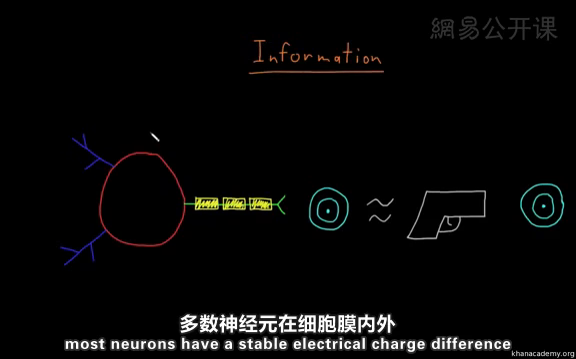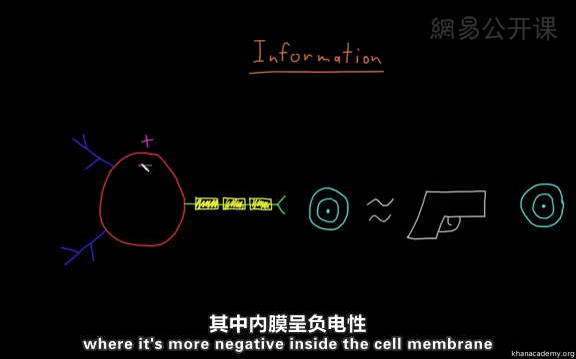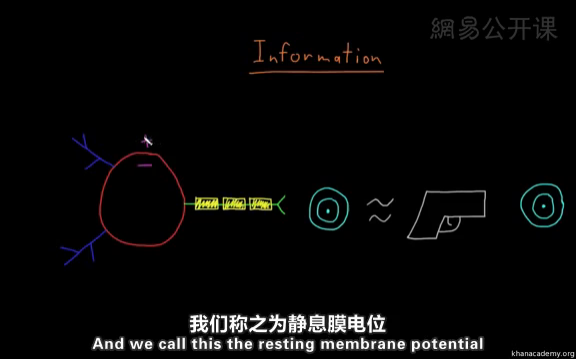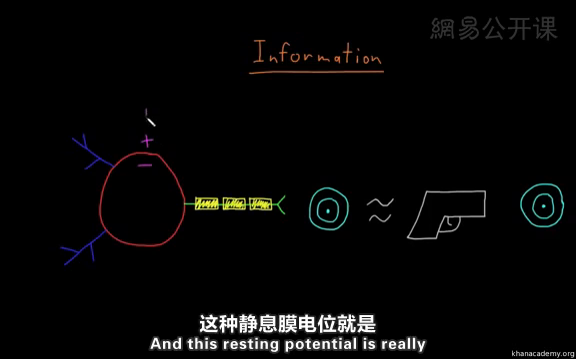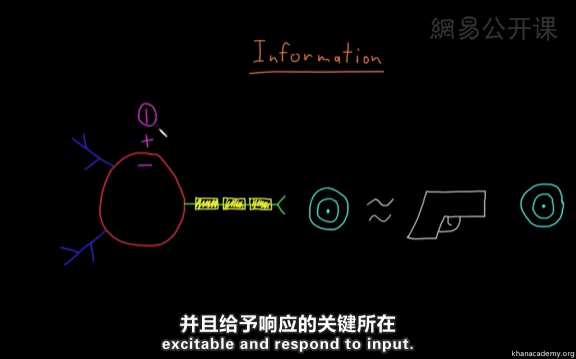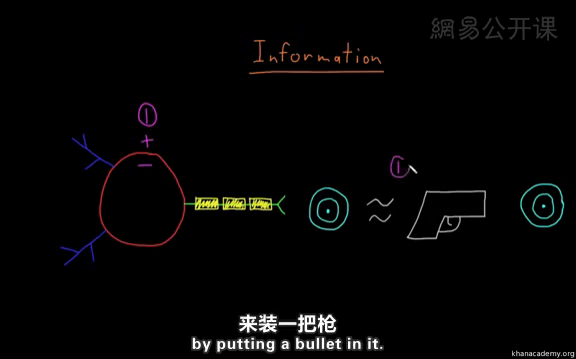Without input, most neurons have a stable electrical charge difference across their cell membrane, where it's more negative inside the cell membrane and more positive outside the cell membrane. And we call this the resting membrane potential, or just resting potential for short. And this resting potential is really how the neuron is going to be able to be excitable and respond to input. And I think of this as similar to loading a gun by putting a bullet in it.